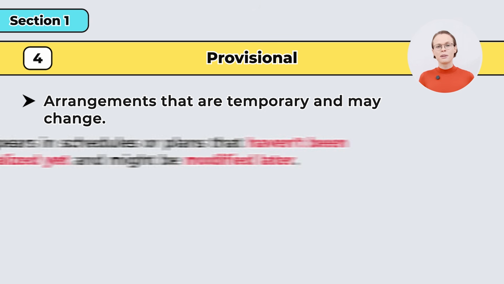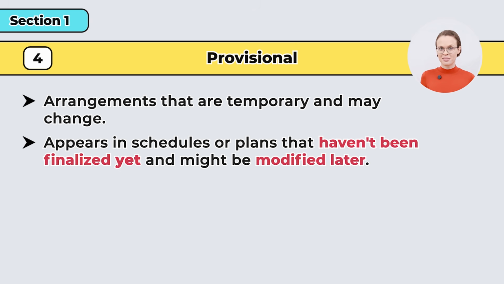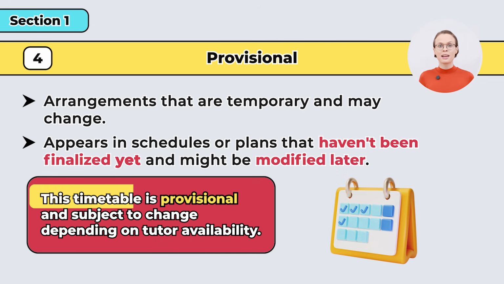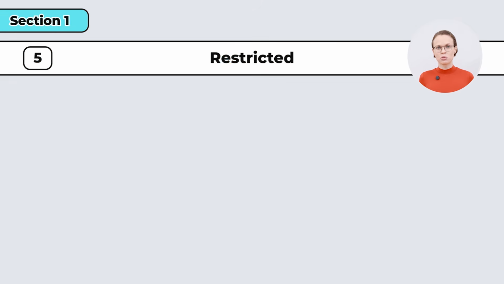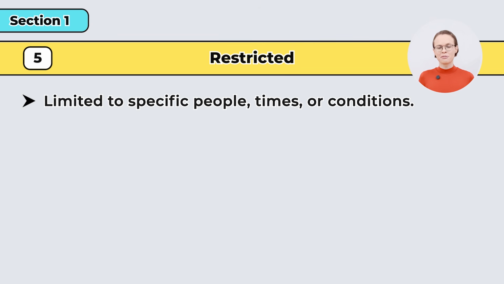This word often appears when organizations announce schedules or plans that haven't been finalized yet and might be modified later. For example, this timetable is provisional and subject to change depending on tutor availability. Another important word is restricted, which means limited to specific people, times, or conditions.